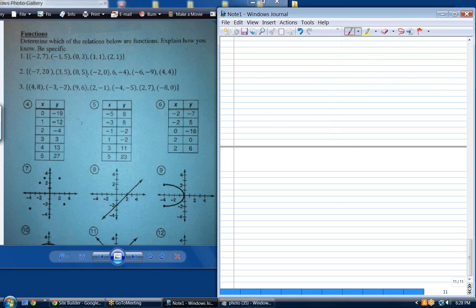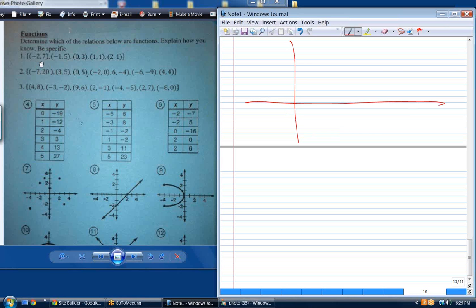All right, we've got time for one more question here. Determine which of the relations below are functions. Explain how you know and be specific. So, for starters, let's graph it.